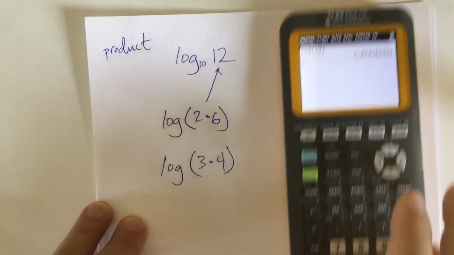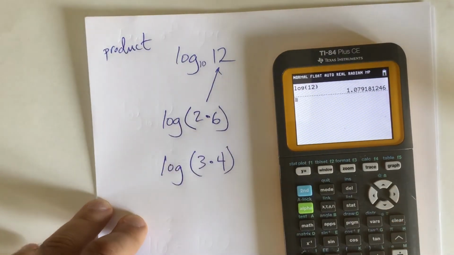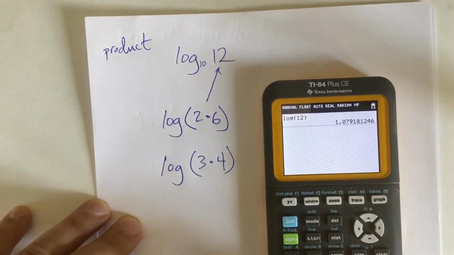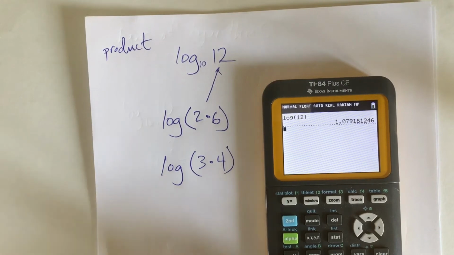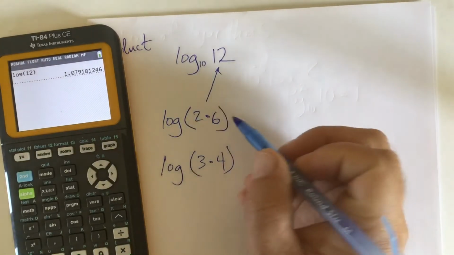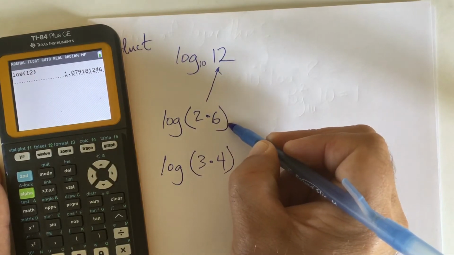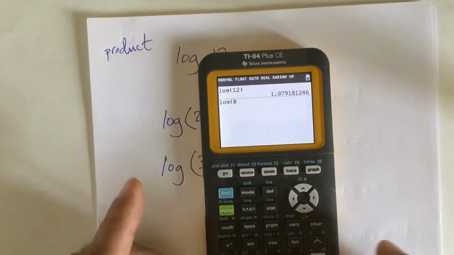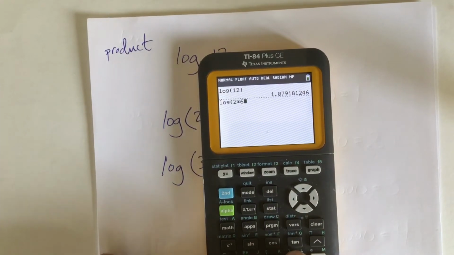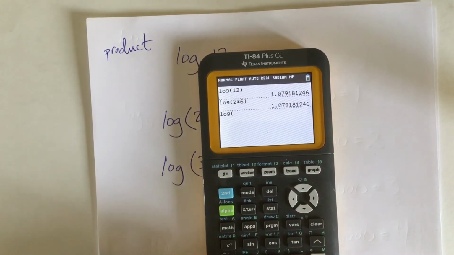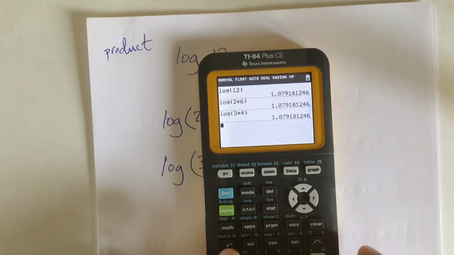Okay, well, here's what's weird about logs. When you mess with a log, you can separate the statement like this. The log of 12 is equivalent to the log of 2 times 6. Look, I could do log parentheses 2 times 6, and I get the same answer. Look, log of parentheses 3 times 4, I get the same answer every time.